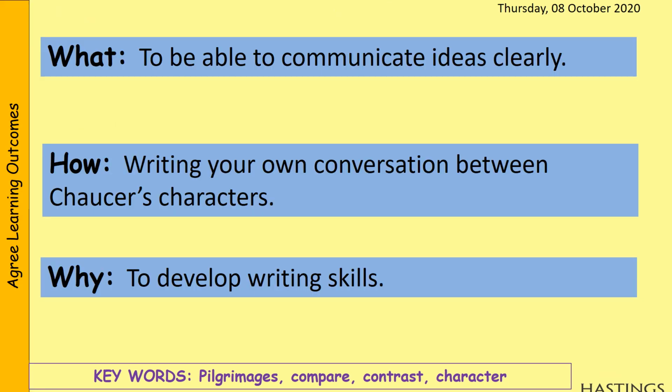Okay, so we'll just go through what our learning outcomes are today. Basically, we should be able to communicate our ideas clearly, and we're going to be doing this through writing our own conversation between two of Chaucer's characters, in this case the miller and the wife of Bath, and this will obviously help us to develop our writing skills.